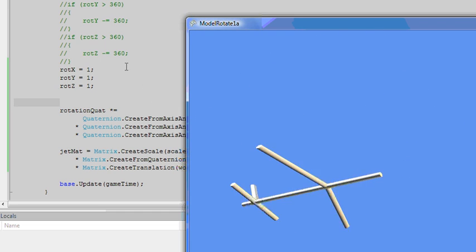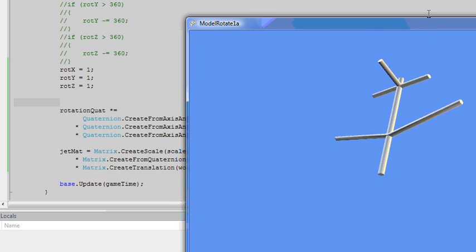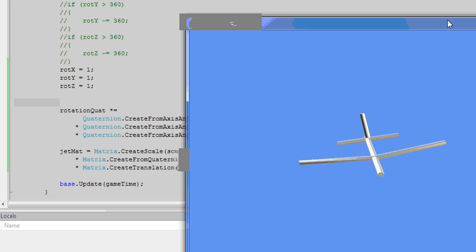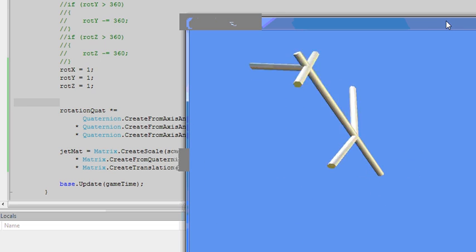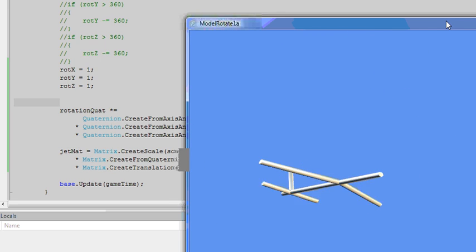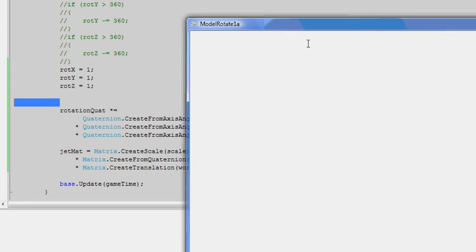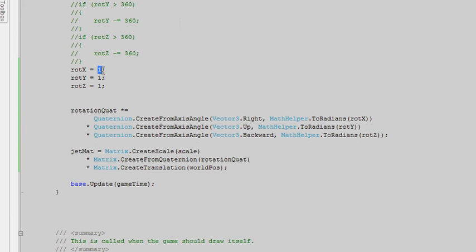So anyway, that's one way of doing it, and that is probably, in my opinion, the better way to do it, because it's exactly what you would expect. Each axis is incrementing 1 degree per frame, just like you've got written down here, 1 degree per axis per frame.